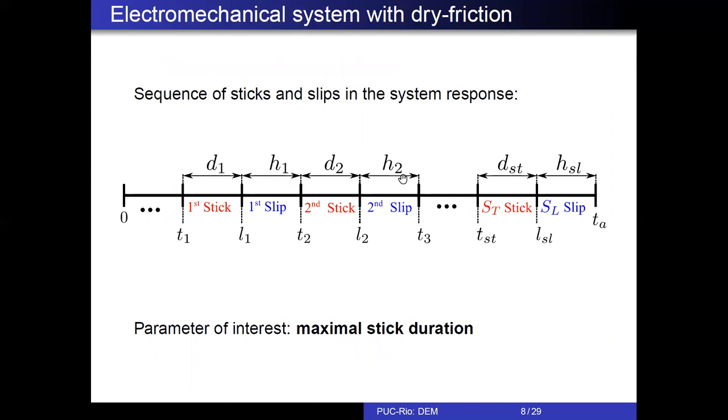Here, I show a possible sequence of stick and slip modes in the system response. We have the first stick, after the first slip, then the second stick, and so on. The parameter of interest in this sequence is the maximal stick duration. We're going to find an analytical approximation to this variable. To find this approximation, let's see what happens during stick modes with the equations of motion of the electromechanical system.